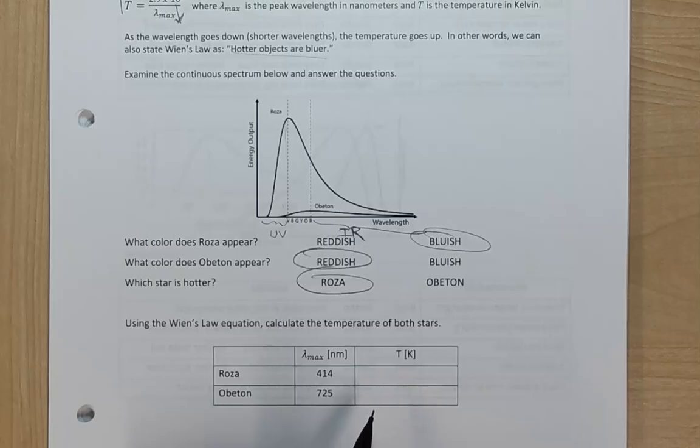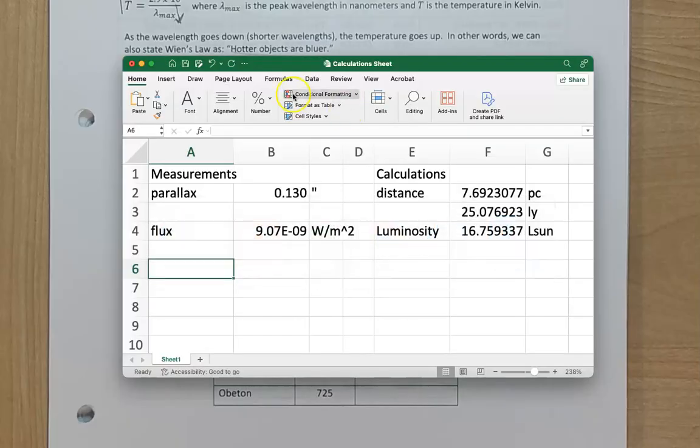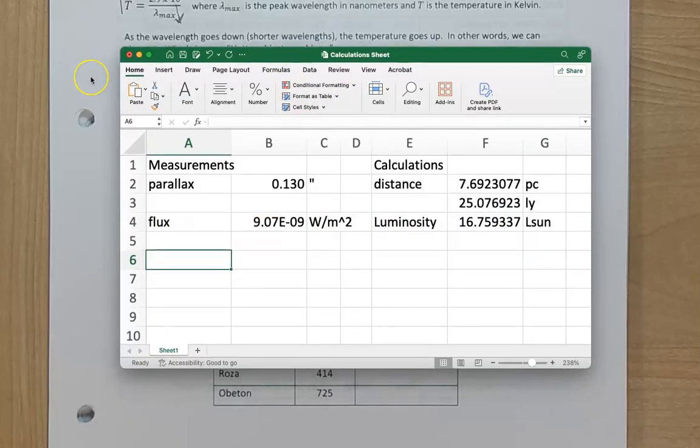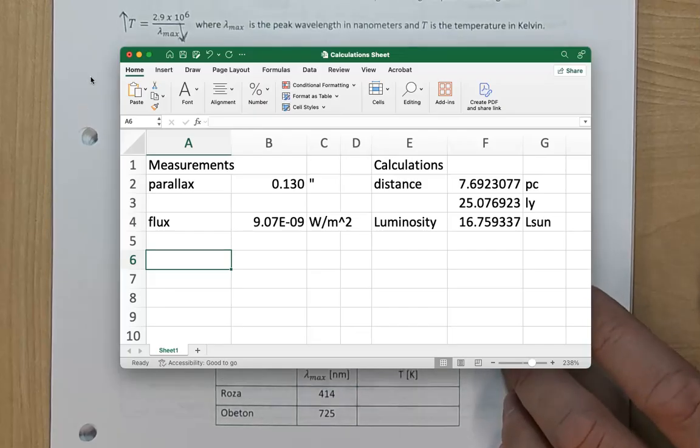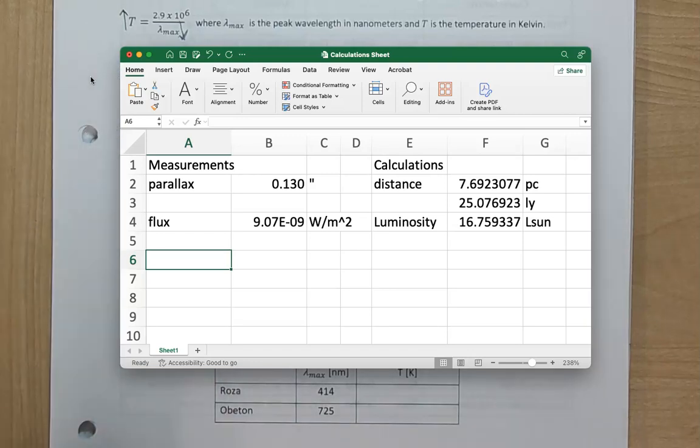Then we can say, okay, we've got a pretty good idea that since Rosa is bluer, it must be hotter. But let's make sure that our math actually backs us up here. So let's do some math to figure out what the temperatures of these two stars actually are. And I'll pull up my spreadsheet from before because Wien's law is a super useful equation. I'll pull that up on my screen over here. Wien's law over here. I'm going to add this to my equation sheet.